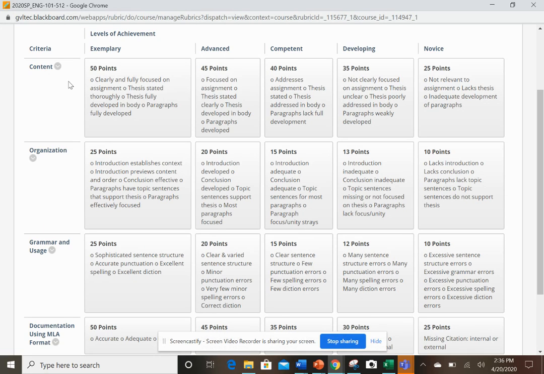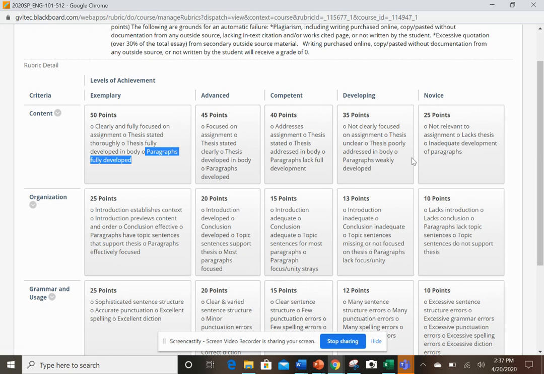Okay, for content. A third of the grade is for content. To get the full points, it's just like the other rubric. You were clearly fully focused on the assignment, meaning you stayed neutral if it's a controversial issue of some kind. You were doing what the assignment asked you to do. Your thesis was stated thoroughly, and you went on to fully develop that thesis in the body, and your paragraphs were nice and substantive and chunky and full of good, well paraphrased and summarized information with the occasional quote thrown in there. Not throat, quote in there. Okay, and then it goes down from there.